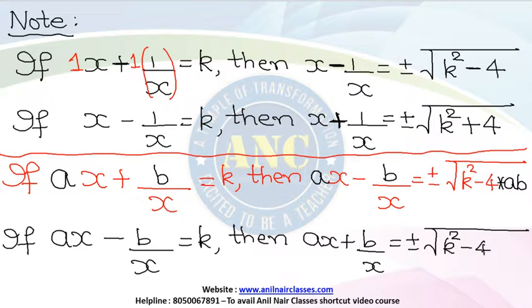But this k square minus 4 is when the coefficients of x and 1 by x are equal to 1. Whenever the coefficients are not equal to 1 in any question, you should multiply this 4 with the coefficient of x, that is a, and the coefficient of 1 by x, that is b. I hope the idea is very clear.